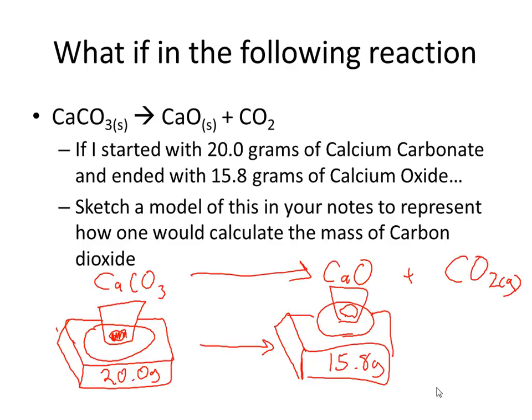4.2. I started off with 20. I ended up with 4.2 grams of carbon dioxide escaping into the atmosphere. Did you just find the difference between them? Yep, we just subtract them, and that's how we find it. You can draw whatever's useful for you.